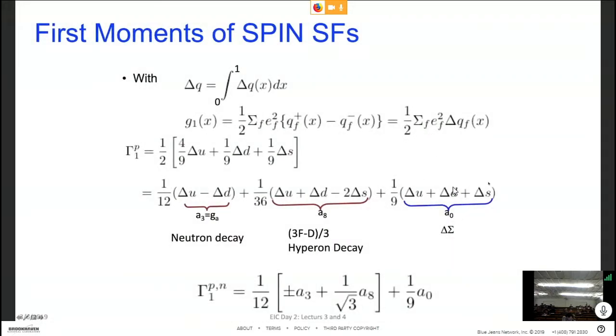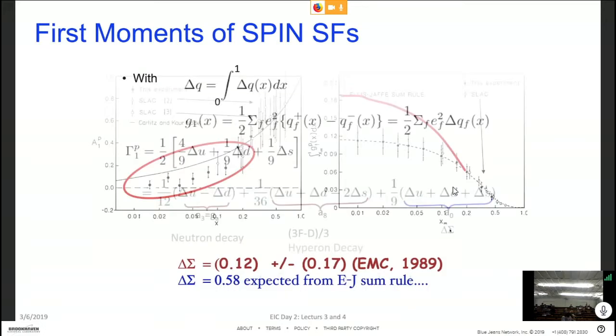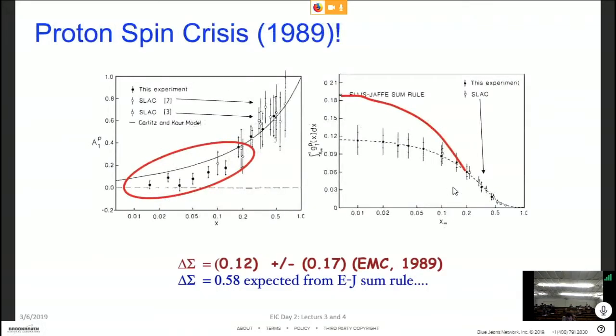They assumed delta S was 0, and delta U plus delta D at that time was blamed to be the delta sigma, and that was the prediction that you expected after relativistic corrections, some value of the order of 0.58, and we saw experimentally 0.12 plus minus 0.17. And that was called a spin crisis, because at that time it was not known what else could be responsible.